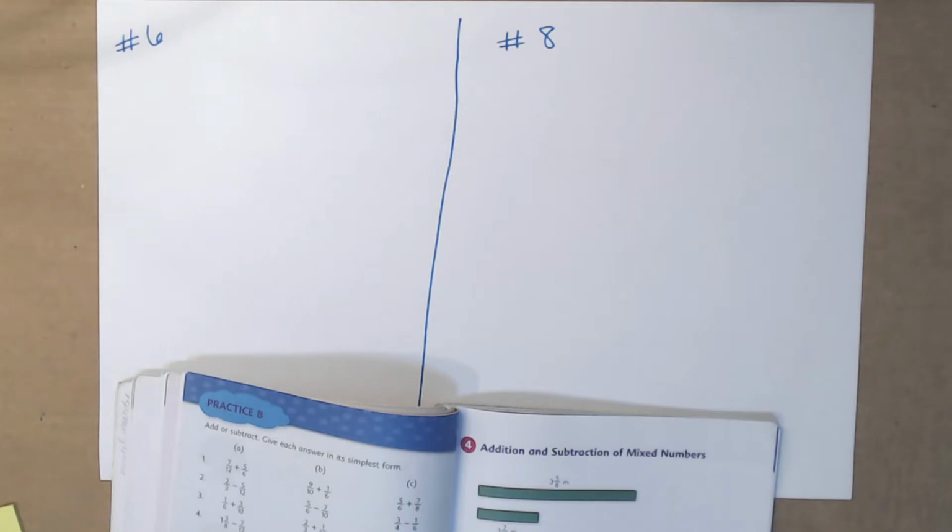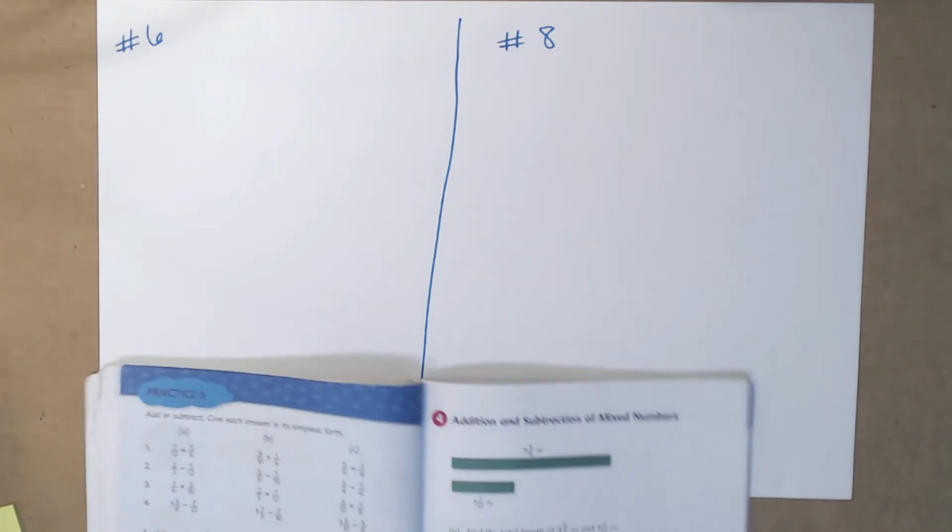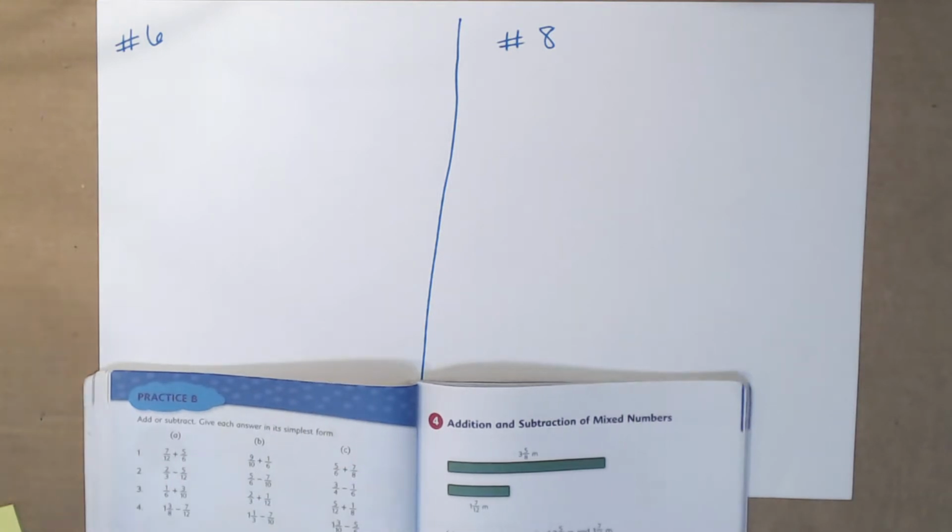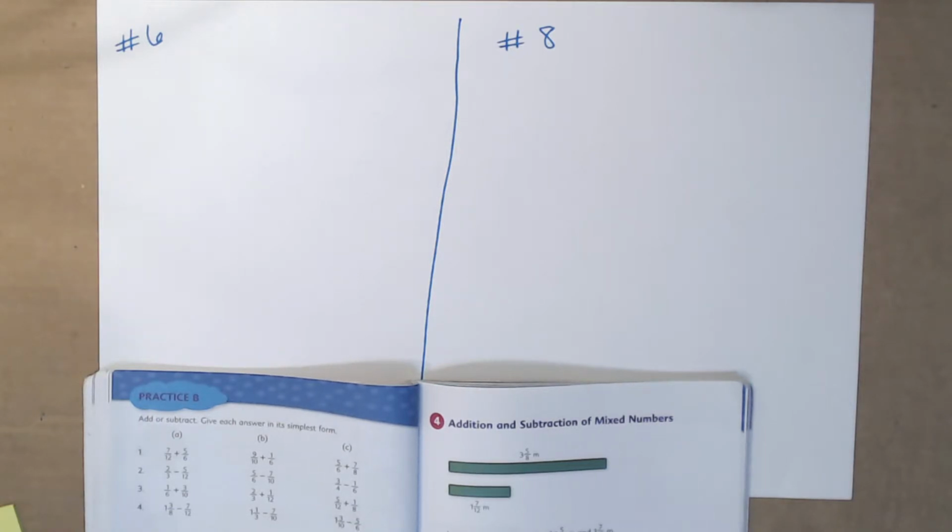Now we just have 2 story problems to do, number 6 and number 8. So number 6 says, Sammy took 3/4 of an hour to travel from home to the zoo. He took 1 1/4 hours to return home. How much longer did it take to return home than to go to the zoo?